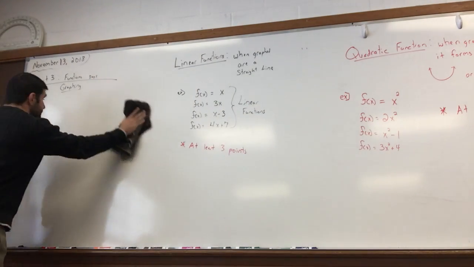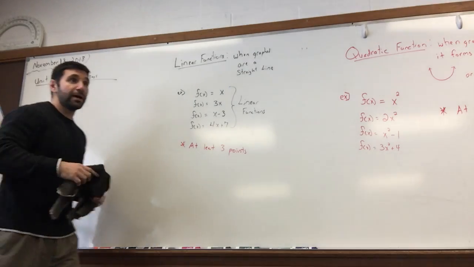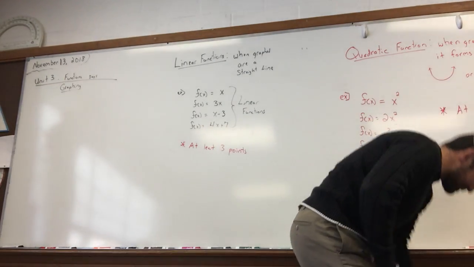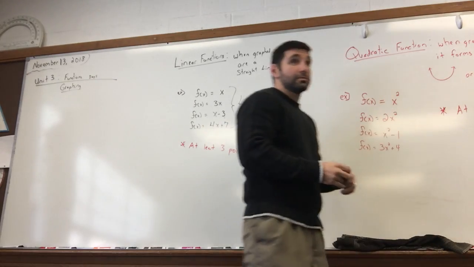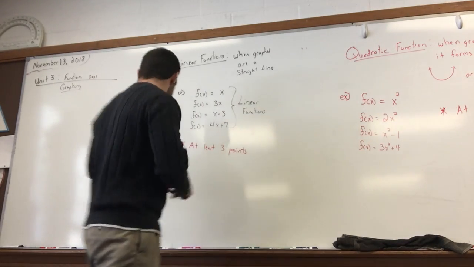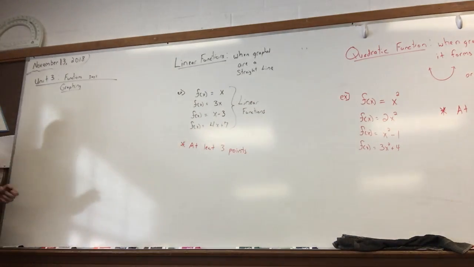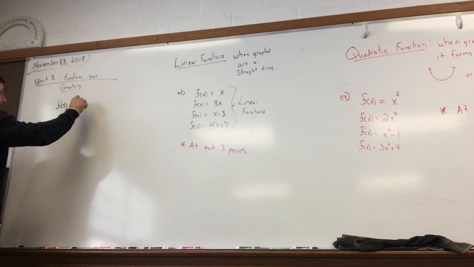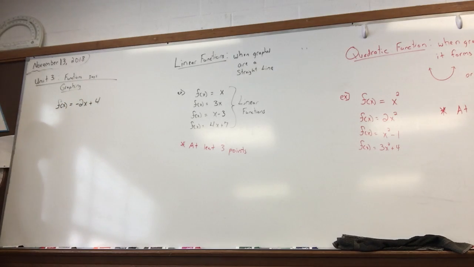So, let's take a wild guess. Not even a guess, but all we're doing for the rest of the class is graphing. Woo-hoo, yes. All it's going to say is graph. I'm not giving you anything to do besides graph. If I give you f of x equals negative 2x plus 4 and ask you to graph, what would be your first step? What do we need to do first?